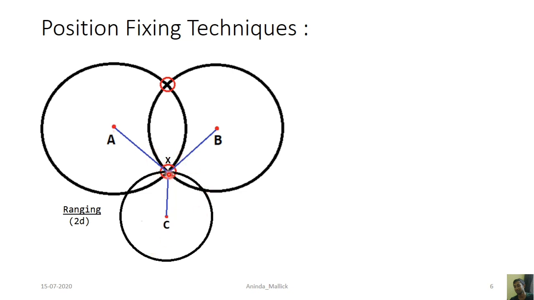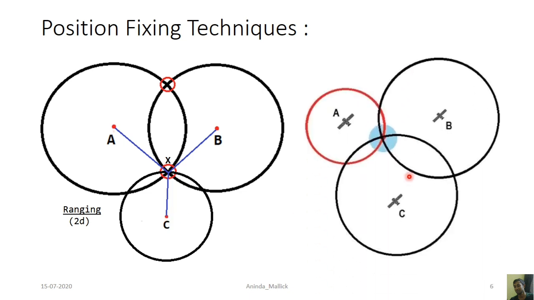Now think of this A, B, C as satellites. The satellite transmits the signal and the receiver receives the signal, and then the receiver calculates the distance between the satellite and the receiver. So in case of 2D, if you want to determine any position, you need a minimum of 3 satellites.